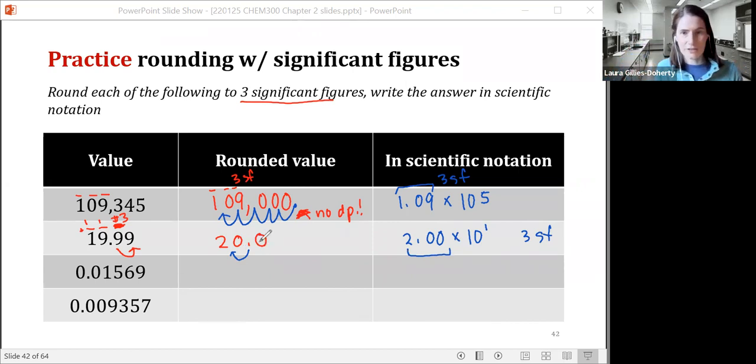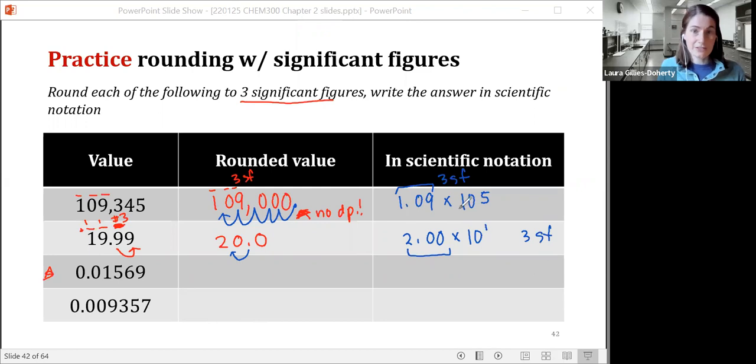So it takes the guesswork out of thinking like, did she mean to put that decimal point there or not? Did they leave it out? Is it meant to be or is it not meant to be? Once you put it in scientific notation, it should be very clear about what the intent was. Okay, let's do the next one.